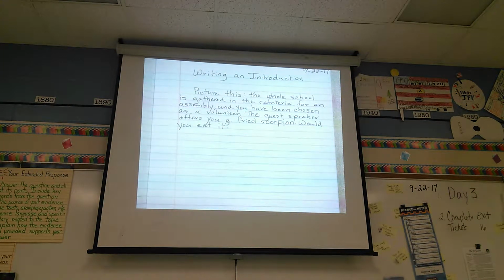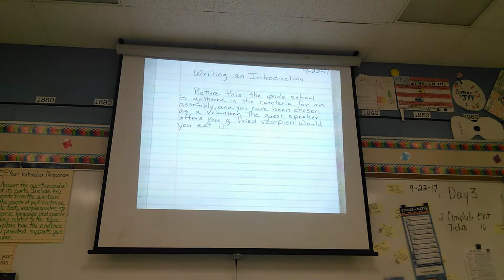Okay, so now what do we do? We have a hook that we can use to engage our reader and get them interested in our topic and in reading the rest of our essay. Okay, so we have our hook here, a scenario hook. And remember, I created this around my main idea about the assemblies at Schitt's Creek.